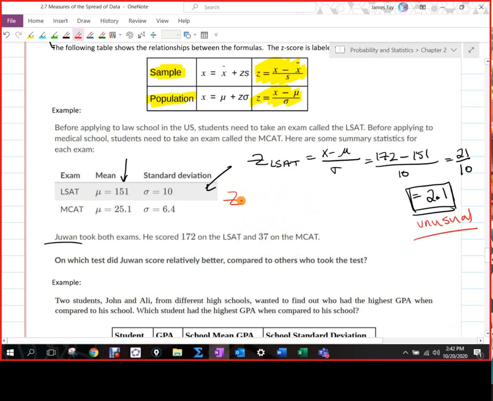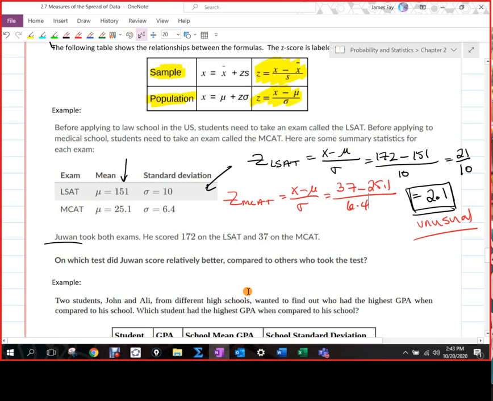So if I do the MCAT, we're looking at, again, x minus mu over standard deviation. But x in this case is 37. Okay, the mean was 25.1. So you see right there with these data, the tests were scored completely different, right? One has a mean up in the 151, the other has a mean of 25.1, okay?